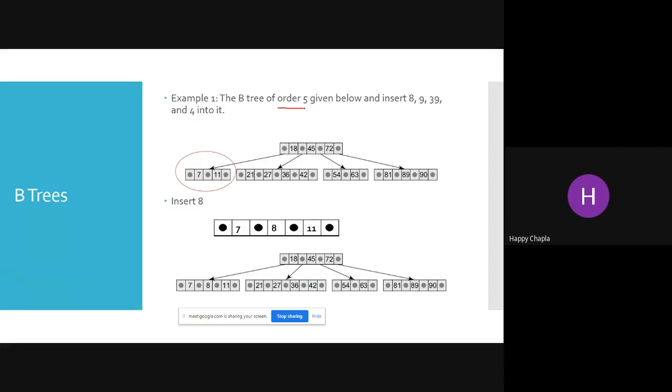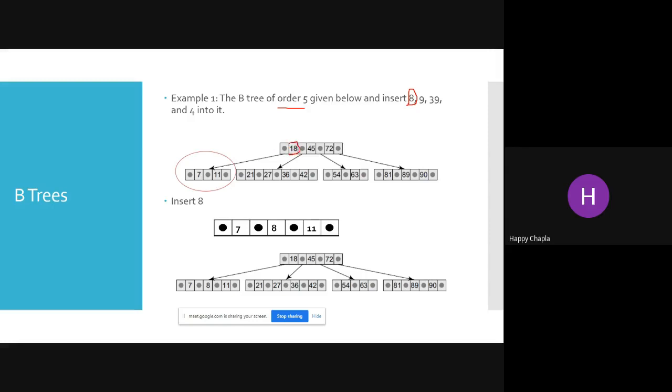Okay, clear? Now if we want to insert something, this tree is available with us. Now we want to insert this 8. Where can we insert that 8? So first step, you have to search.